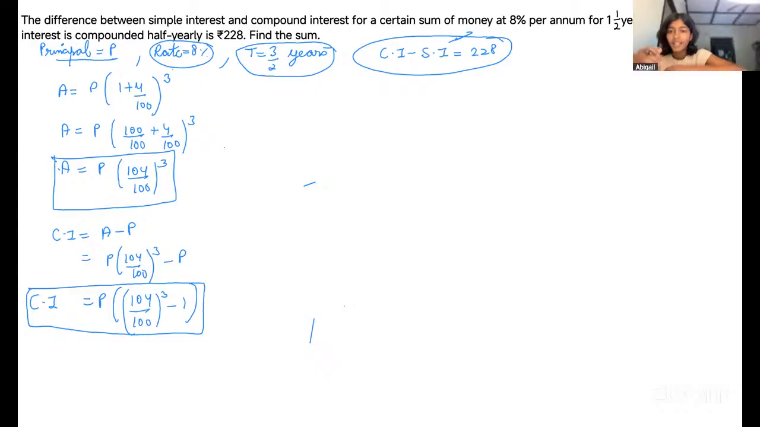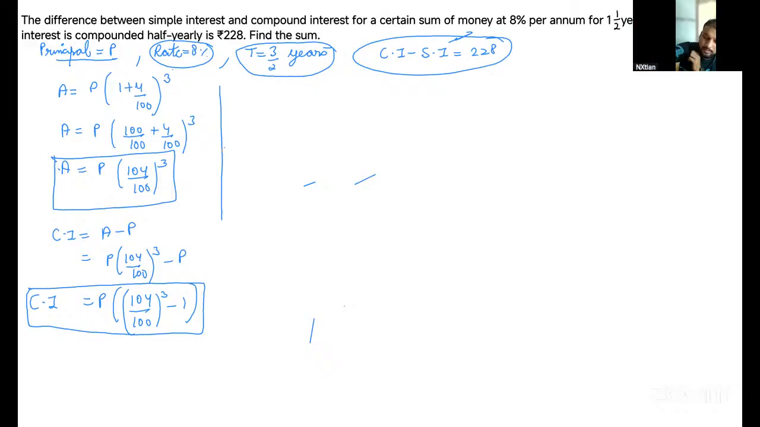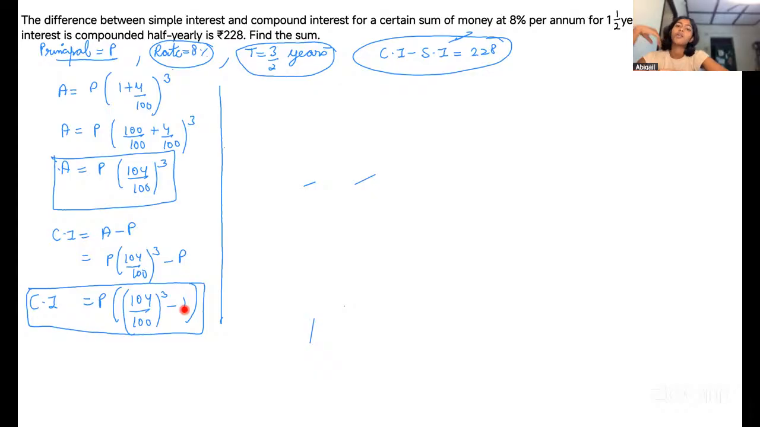Sir, how did P become 1? See, there are two terms. This is the first term and this is the second term. Now, in the first term, P is taken out as common, remaining behind 104 upon 100 cubed. Minus sign. Now here there is nothing with the P, and P is taken out as a common. If nothing is there, then one is remaining. Okay, I understood.